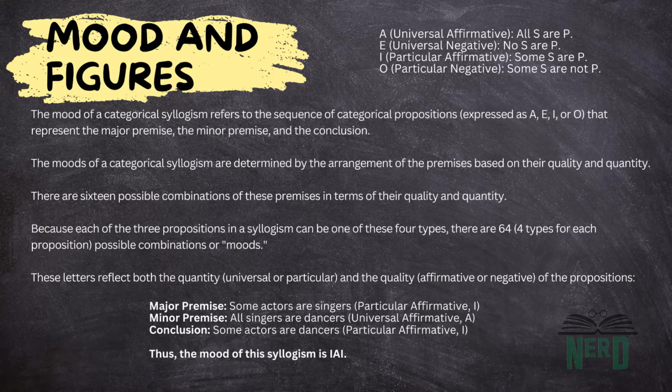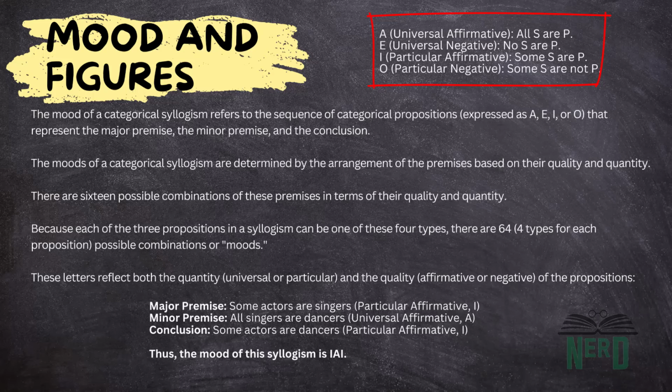There are 16 possible combinations of these premises in terms of their quality and quantity. Because each of the 3 propositions in a syllogism can be one of these 4 types, there are 64 possible combinations, or moods. These letters reflect both the quantity, universal or particular, and the quality, affirmative or negative, of the propositions.